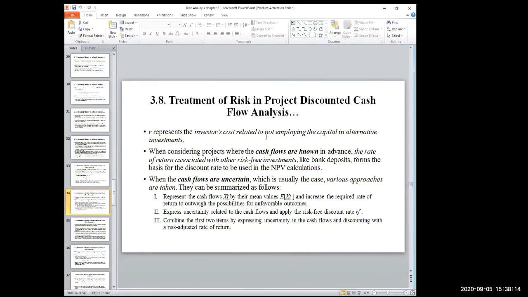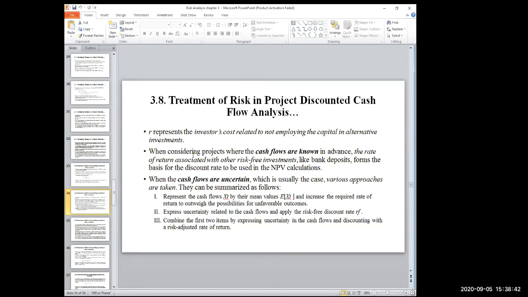Assume we have 3 alternative investments: alternative A, alternative B, alternative C. So we decide to invest in alternative A. When we decide to invest in alternative A, we do have a cost related to not investing in B and C, right? Therefore, that rate is considered the required rate of return, right?